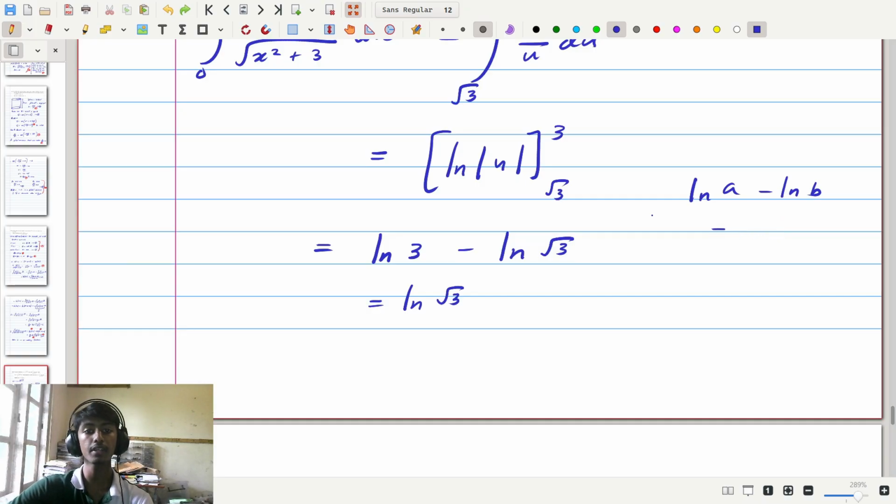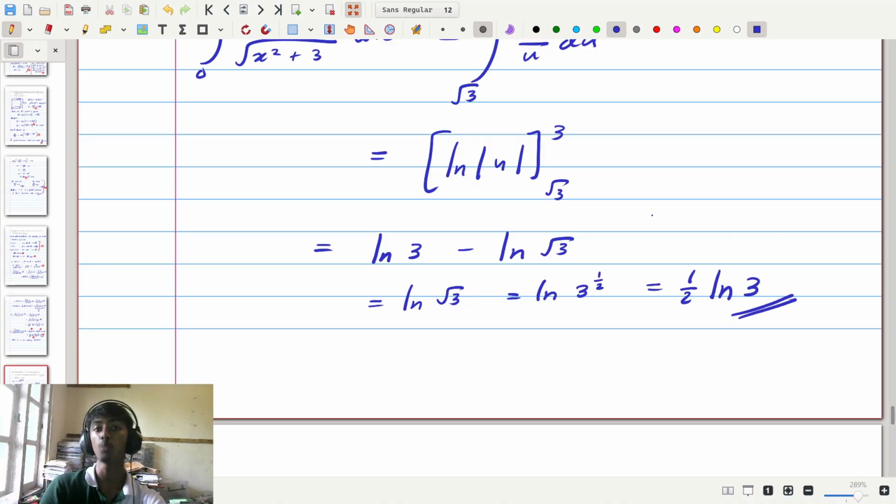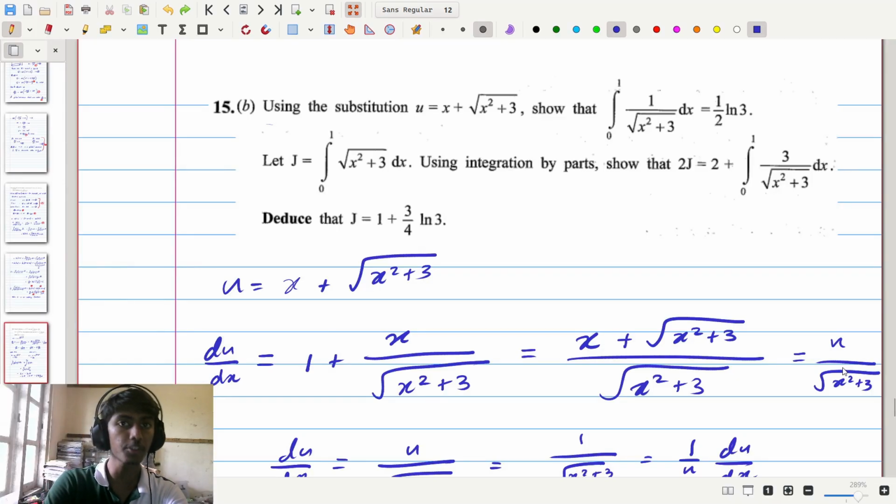So therefore what we have here is the natural logarithm of root 3, and we also know that this is equal to natural logarithm of 3 to the power of a half. And finally, we know that if you have natural logarithm, or really any logarithm of a to the power of b, this is equal to b times the natural logarithm of a, and therefore we can finally say that the answer here is 1/2 taken to the front times the natural logarithm of 3. So the answer here is 1/2 natural logarithm of 3. Now with that, we have completed the first part of the question.